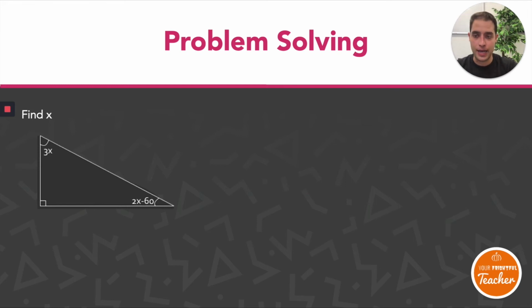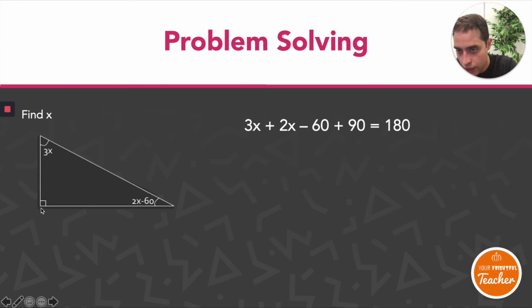Okay, find x. Sometimes you will get a triangle. Here we've got a right angle triangle. And we need to figure out the value of x. So what do we do? Well, we know that when you add up all the angles, it should add up to 180. And we know that a right angle is 90 degrees. So what I've done here is 3x, this angle, plus 2x minus 60 plus 90. Yeah, so 3x plus 2x minus 60 plus 90. And I know that these should add up to 180 because for every triangle, when you add up the angles, it will add up to 180.